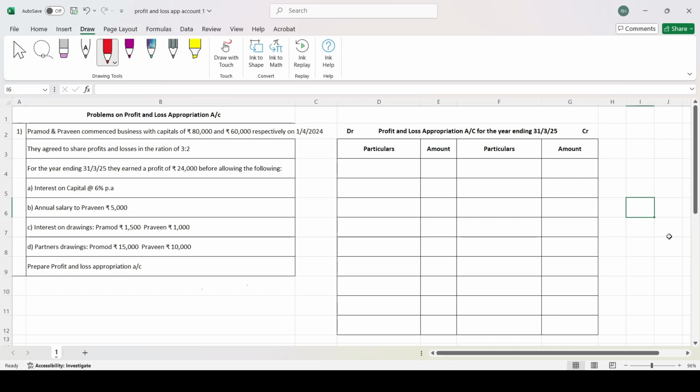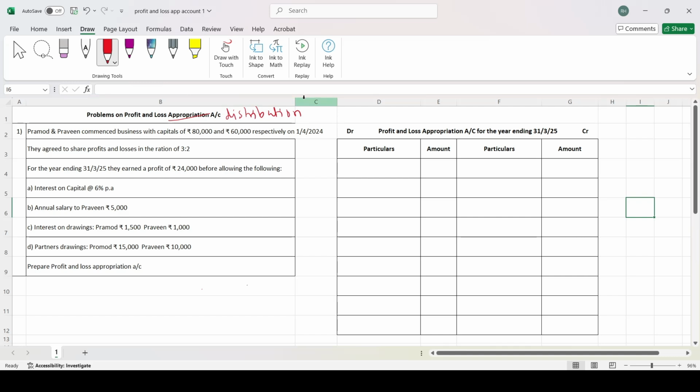Now we'll move on to this P&L appropriation account. Before going to it, first we have to understand what we mean by P&L appropriation account. P and L stands for profit and loss. What do you mean by appropriation? Appropriation is nothing but distribution. We'll call this distribution. Ma'am, what do you mean by this? Profit and loss distribution account.